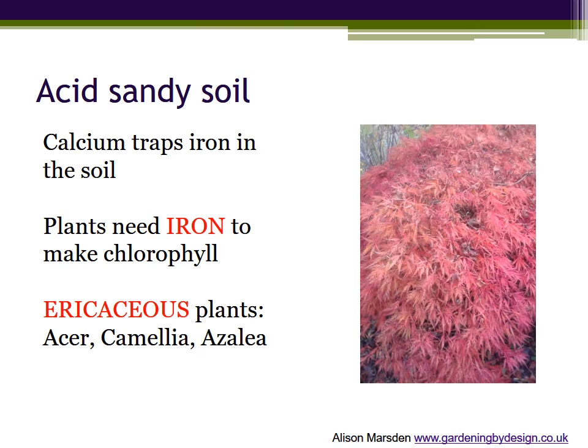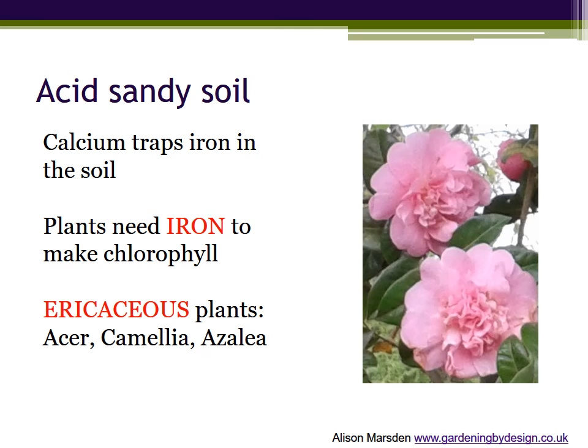It follows then that if there is a high level of calcium, there will be much less iron available, and ericaceous plants, such as camellias, are particularly sensitive to this and suffer. Iron is needed for the leaves to make green chlorophyll, so the plant leaves turn yellow and the plant cannot photosynthesize. This is something that you've probably seen, and now you know why.